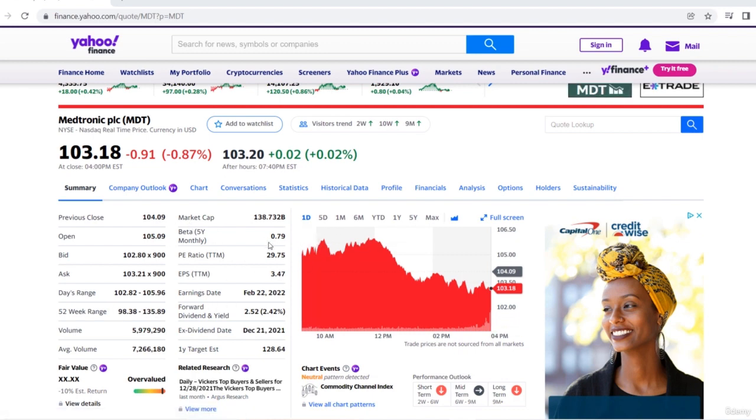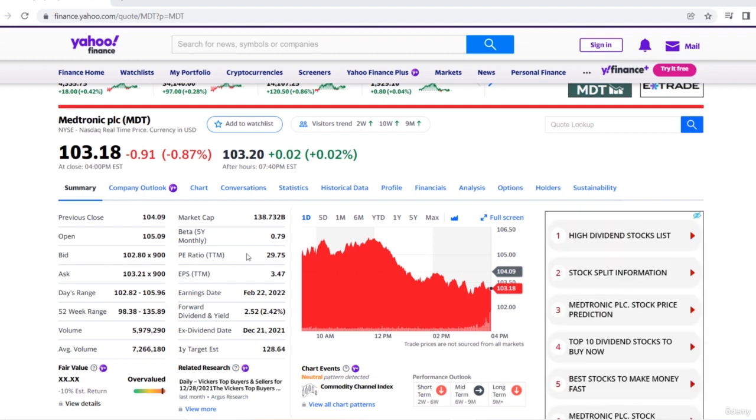Not a super risky stock, a low beta. High price to earnings ratio, actually 29.75. So you're not getting a deal on it, even though it's down towards the lower part of its price range. The average price to earnings is right around 16, maybe a little higher for medical devices, but not 29.